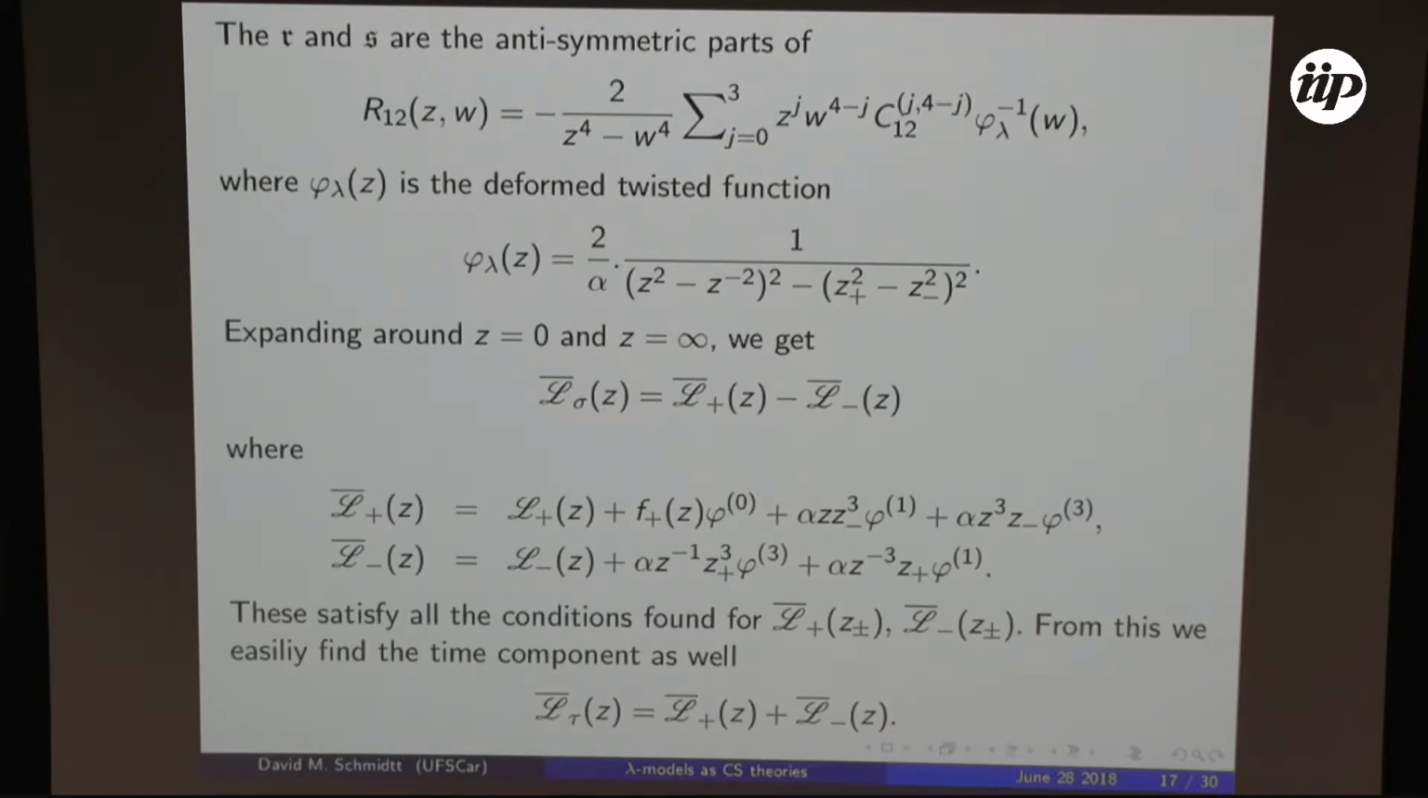So it satisfies, when they hit the poles, all the conditions that we've found before. So this is the final answer. Using this, I can construct the time component in order to find the equation of motion outside the constraint surface.